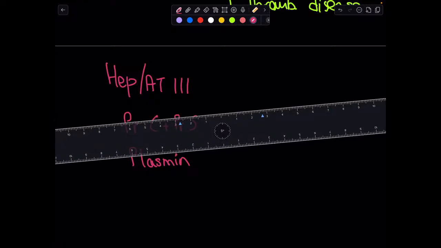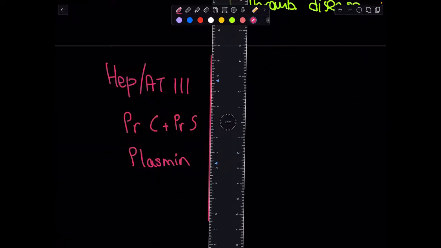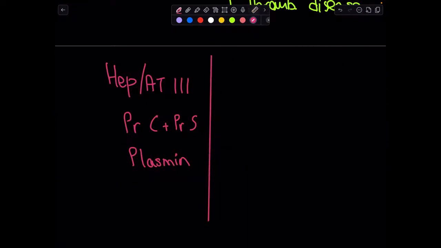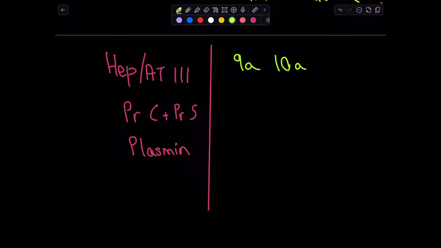Okay, I'll attempt to say it again. So heparin and antithrombin 3 is 9A and 10A. Close. Heparin and antithrombin 3 mainly target thrombin and factor 10A, with some effect on factor 9A. Great job summarizing. And then protein C and protein S? Yes, protein C with protein S as a cofactor inactivates factors VA and AA. They slow down the clotting process to prevent excessive clot formation.